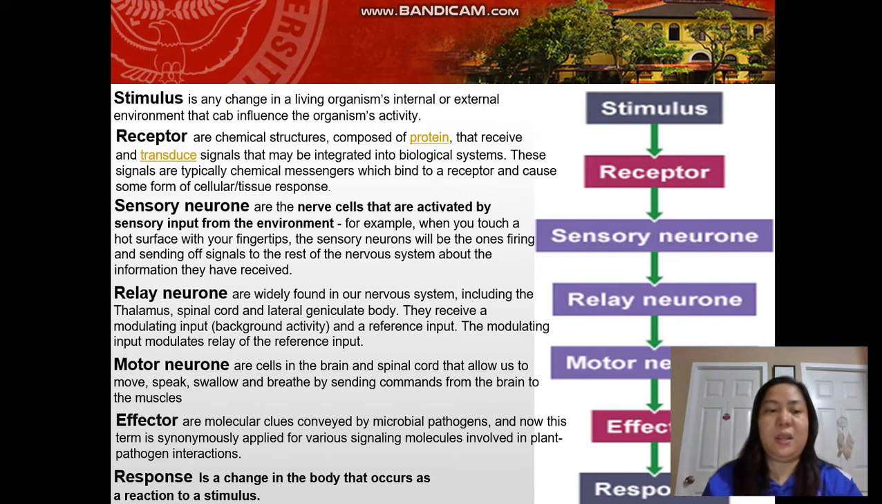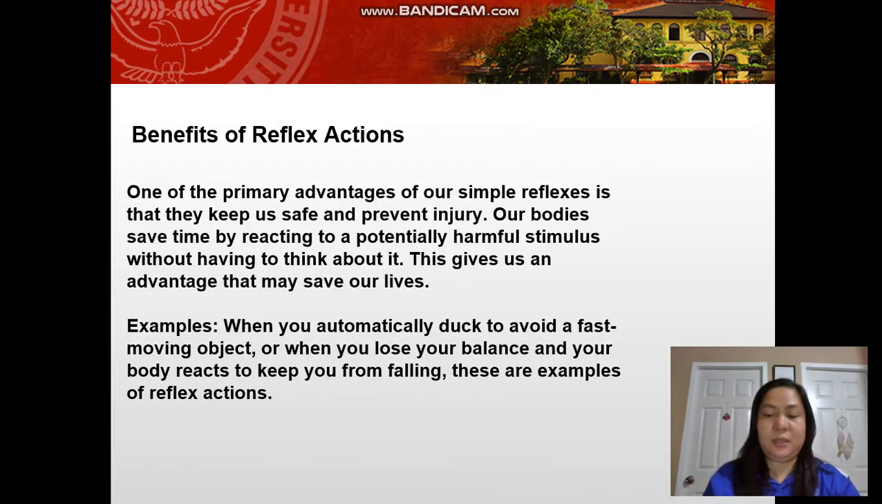Okay, and then, relay neurons are widely found in our nervous system, including the thalamus, spinal cord, and lateral geniculate body. They receive a modulating input and the reference input. Modulating input modulates relay of the reference input. Next is the motor neuron, cells in the brain and spinal cord that allow us to speak, move, swallow, and breathe by sending commands from the brain to the muscles.